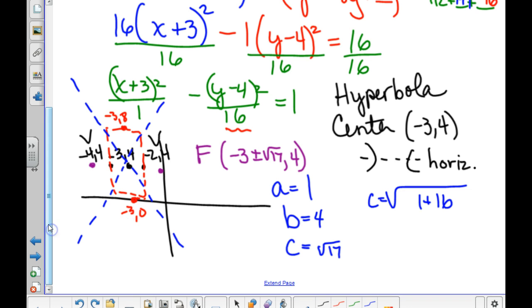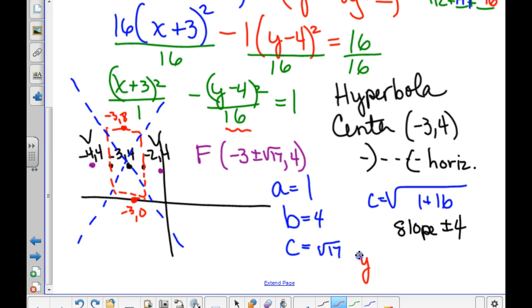What about the slope of the asymptotes? Change in y over change in x. What was underneath the y? Square root of that is 4. Underneath the x, square root of that is 1. So the slope of those is plus or minus 4. What point do they go through? Not the origin anymore. They go through this center at negative 3, 4.